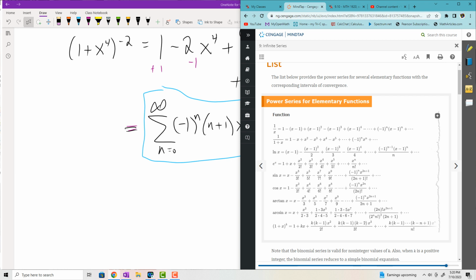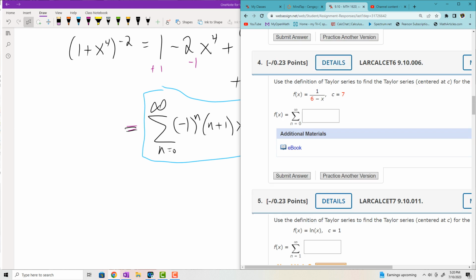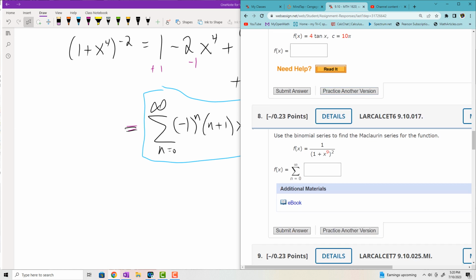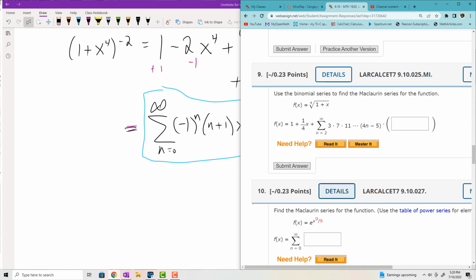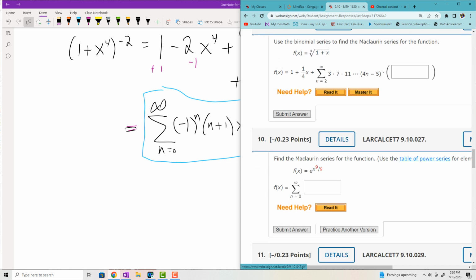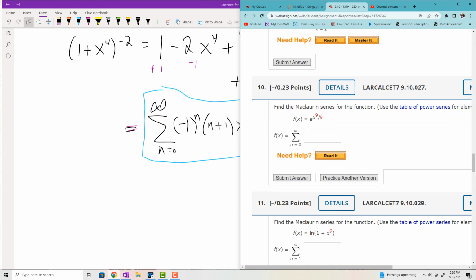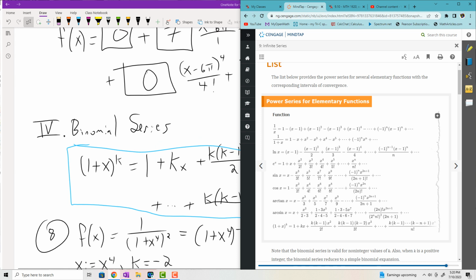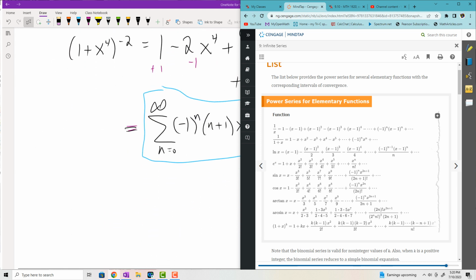So in 9.10, I believe it even tells you, use the list to figure out the series for the given function. Yeah, so here it says table of power series, number 10. And what you can do is go to the list and then just do substitution like we were kind of doing here with the binomial series. Okay? And you'll find that that works quite well.